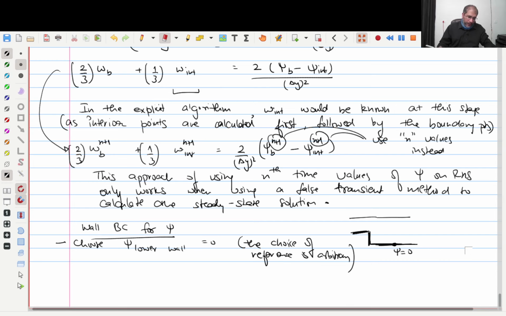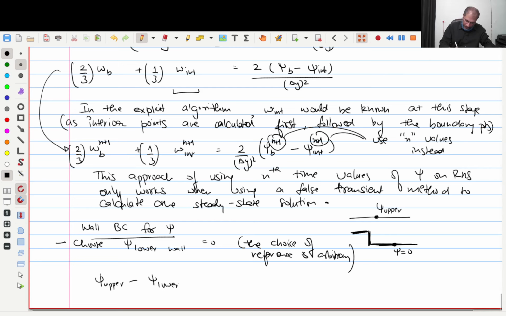Okay, and then the upper wall, because we're talking about walls here, has to be in relation to this value for psi at the lower wall. Now we know that the difference between, so let's call it psi upper, so we know that psi upper minus psi lower is equal to the discharge or the volume flow rate q dot.